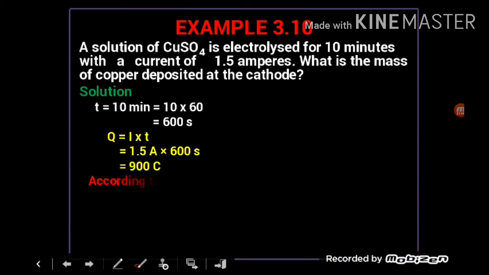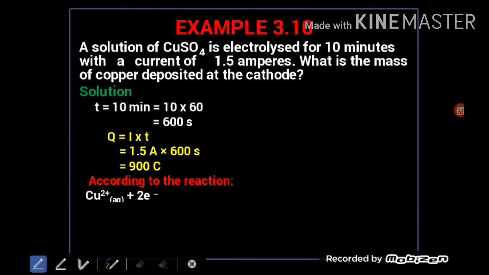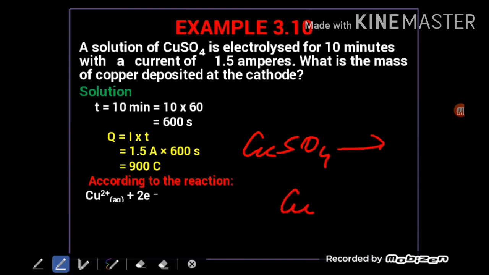Now see, according to the reaction, and which reaction? The copper sulfate is electrolyzed. Electrolyzed means this copper sulfate. In copper sulfate, since copper is deposited, we will see the relation between copper and copper sulfate. So what is the relation actually? The relation is: CuSO4, when it is electrolyzed, forms Cu. So in CuSO4, definitely the copper is converting into Cu. So what will be the relation between this copper and this copper?